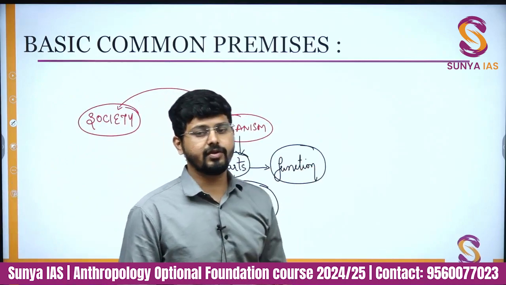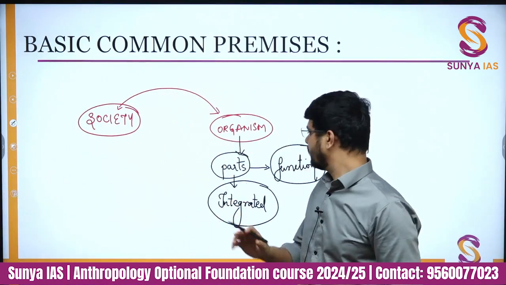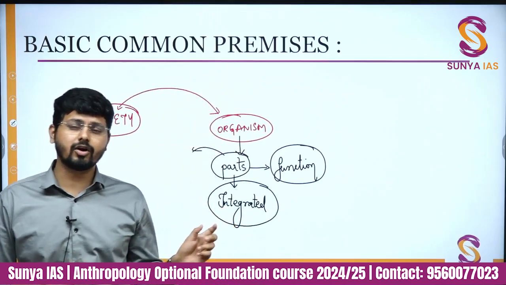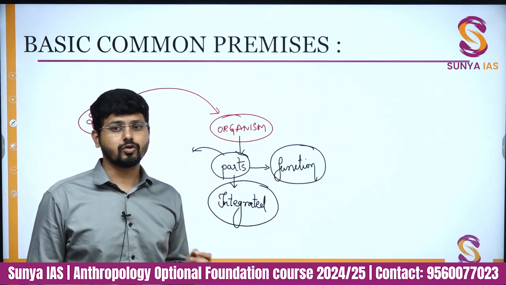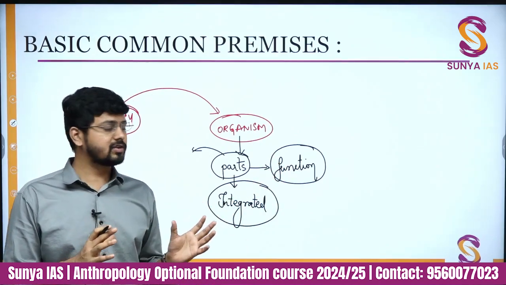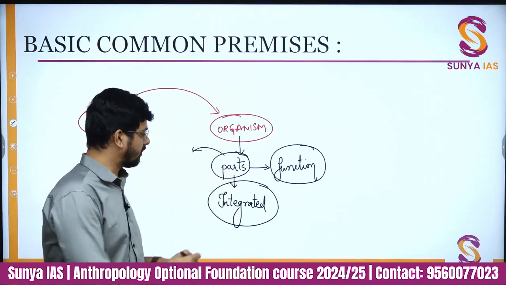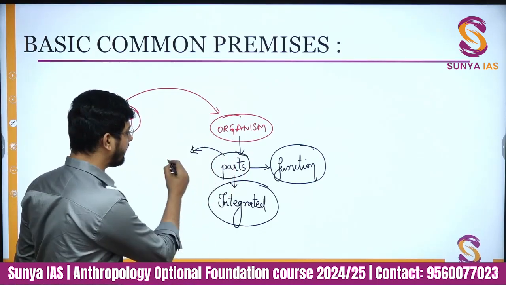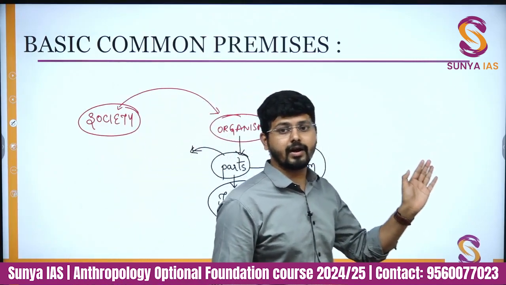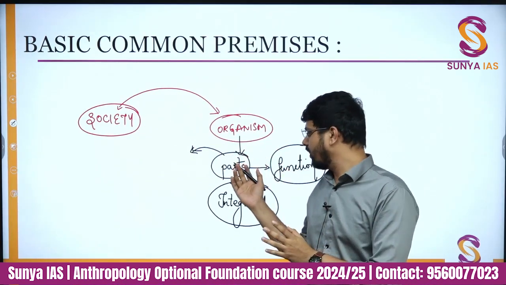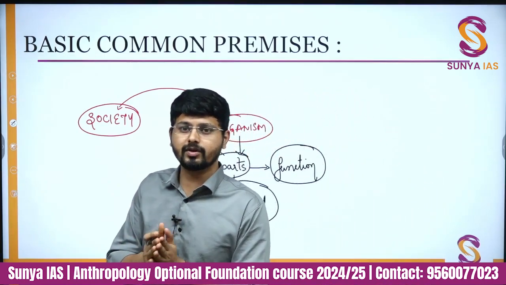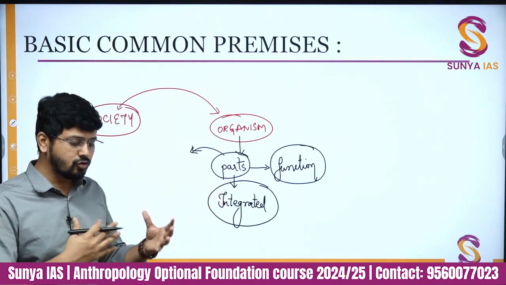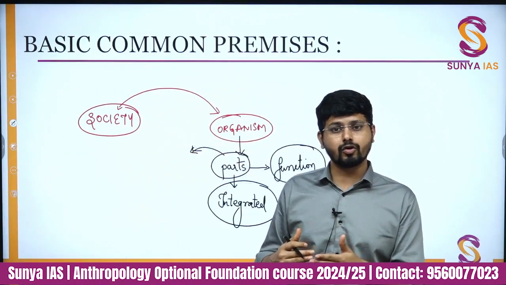If you have seen the previous lecture on Radcliffe Brown, what did he say? These parts are interrelated to one another, and the contribution made by every part is what is called function. These functions coordinate with one another and maintain functional unity. In a similar manner, in society the parts are humans, individuals. These people are interrelated, they form groups, these groups give rise to some behavior, and the behavior is controlled by the institution.